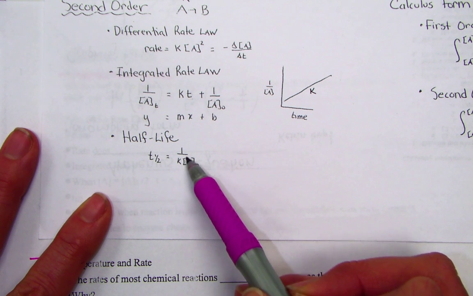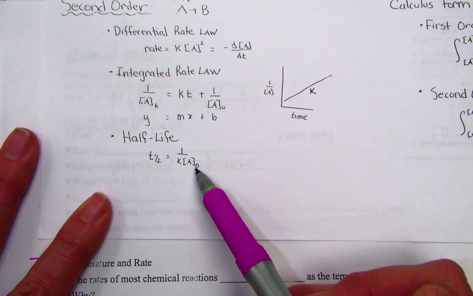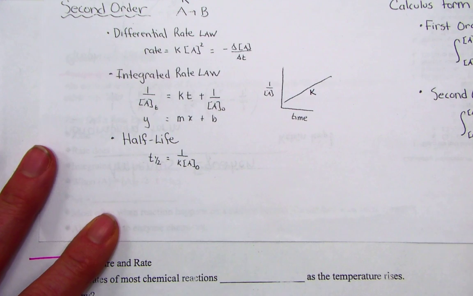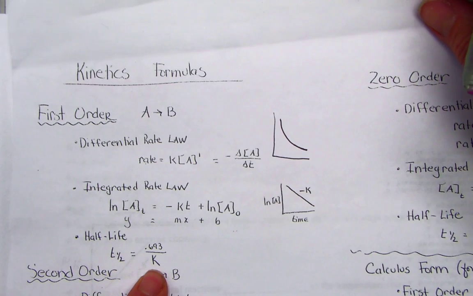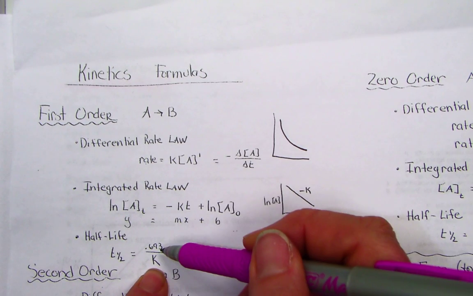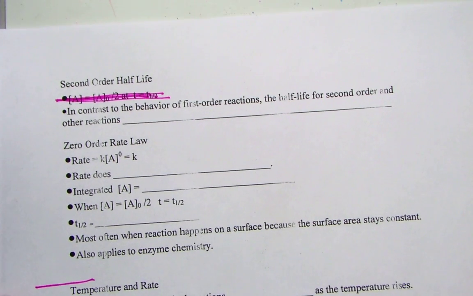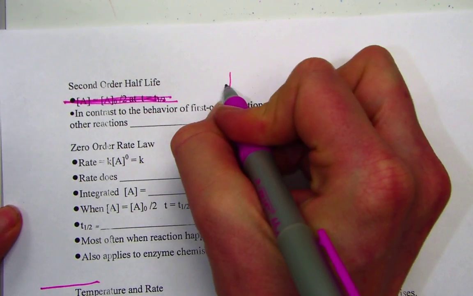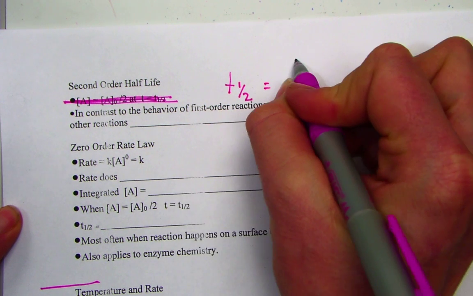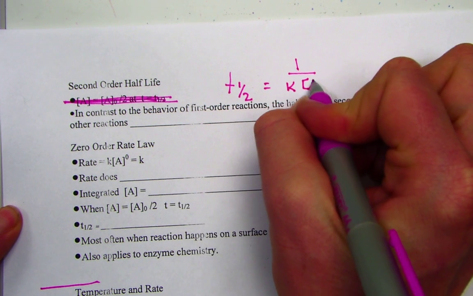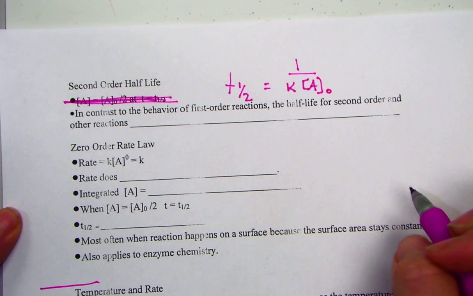I'm noticing here that the original concentration does play a role in second order half-life. It did not play a role up here with first order half-life. It was just simply knowing the K constant could get us there. So a little bit different formula. I like to see that as T half equals 1 over K times the original concentration.